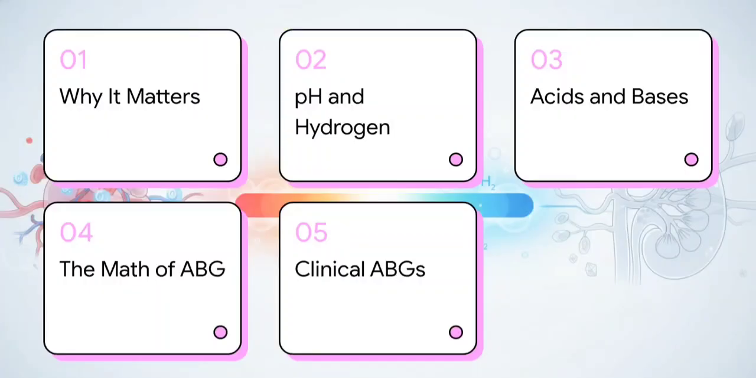So, here's our roadmap for today. First, we'll cover why acid-base balance actually matters. Then we'll spend some time demystifying pH and hydrogen before diving into acids, bases, and ions. After that, we'll tackle the infamous Henderson-Hasselbalch equation, and finally, bring it all together with clinical ABG interpretation.